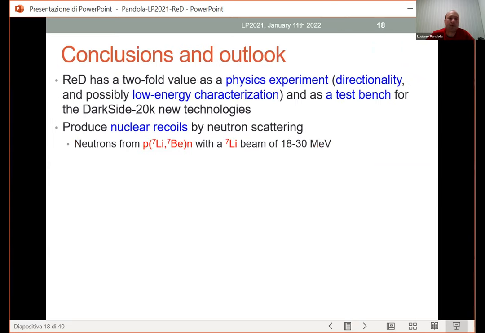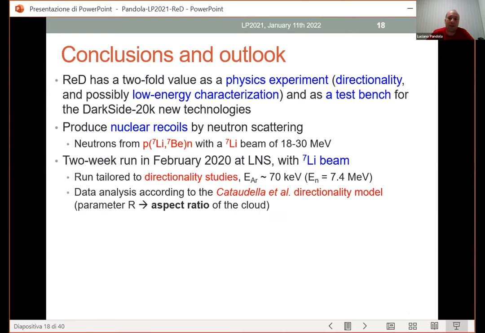So this brings me to my conclusion. We run a project which is called RADS, which has a double value: a physics experiment looking for directionality, but also a nice test bench for the technologies that are being developed for DarkSide-20k. So we irradiated a miniaturized TPC with neutrons produced by a primary reaction at the Laboratori Nazionali del Sud in Catania.